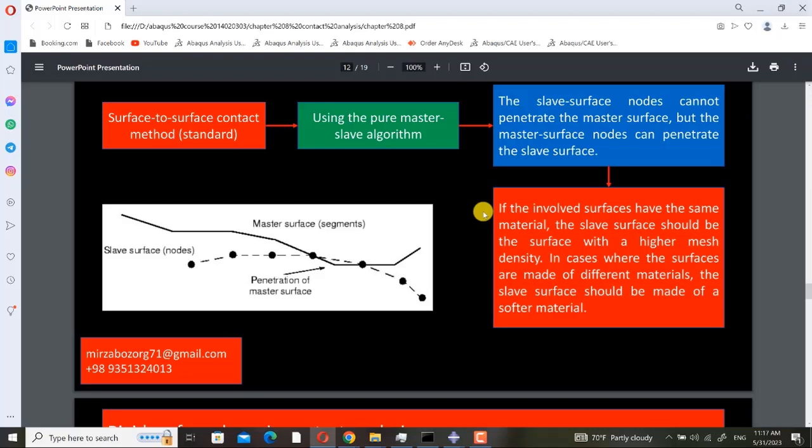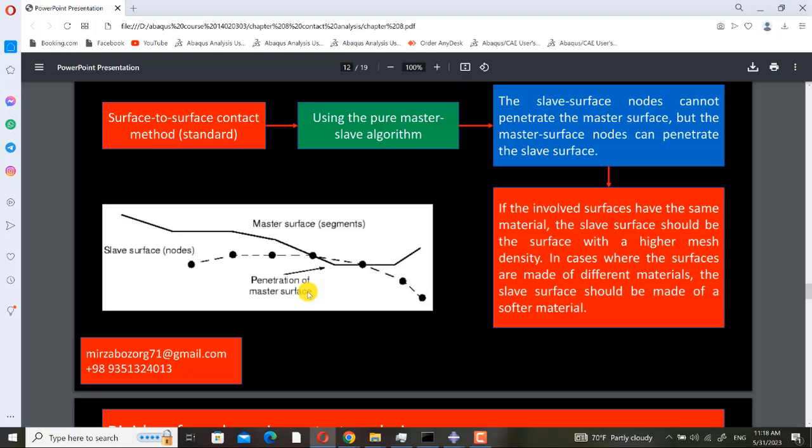And also, if the material is not the same, the slave surface should be made of a softer material. Also, you must mesh it with smaller elements to prevent this penetration. You must prevent this penetration by generating smaller elements on the slave surface. Okay? So in both of the cases, the mesh of the slave surface is finer.